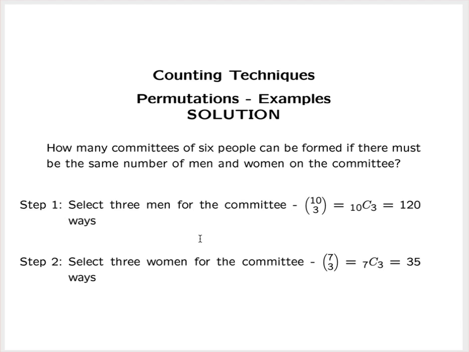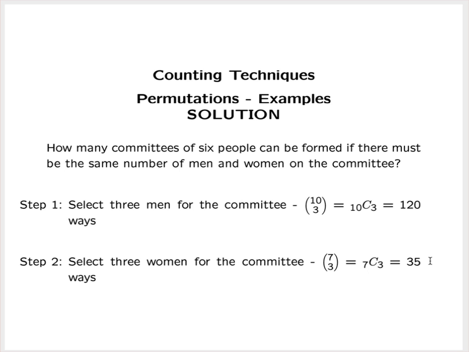Now, the number of ways of selecting 3 men for the committee is going to be 10 choose 3, because there are 10 men to choose from, and we're only going to select 3 of them. Right? And that turns out to be 120. Step 2, select 3 women for the committee, can be done in 7 choose 3 ways, because there are 7 women to choose from, and we're selecting 3. And again, order does not matter. And that turns out to be 35.